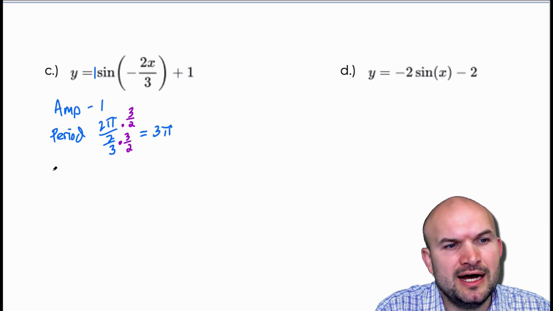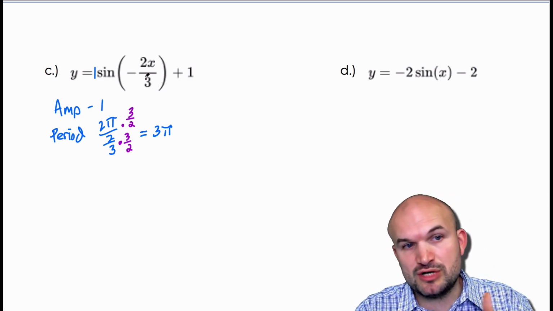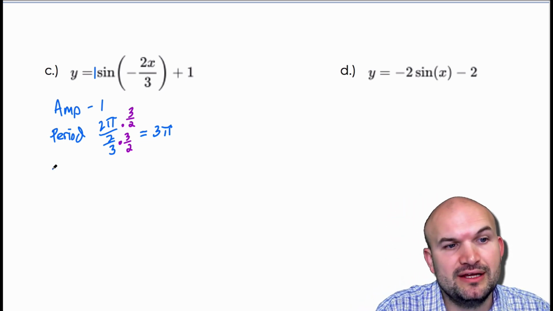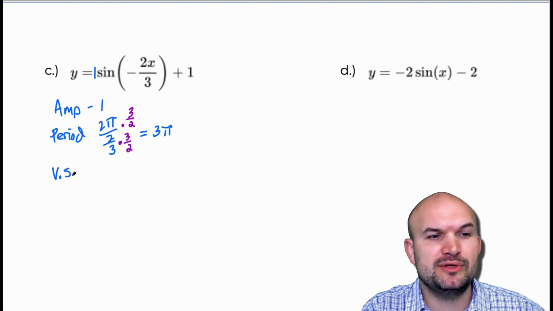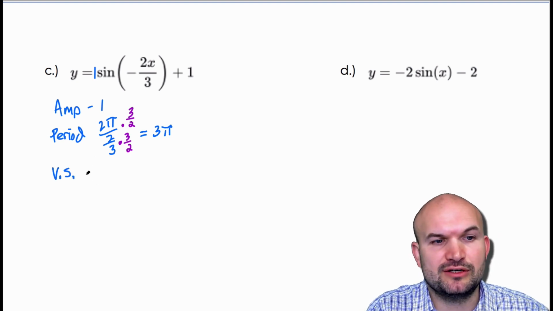All right, they don't have any phase shift. We're not adding or subtracting inside of the function, but now we do have a vertical shift, and you can see that the graph is just being shifted up 1 unit.